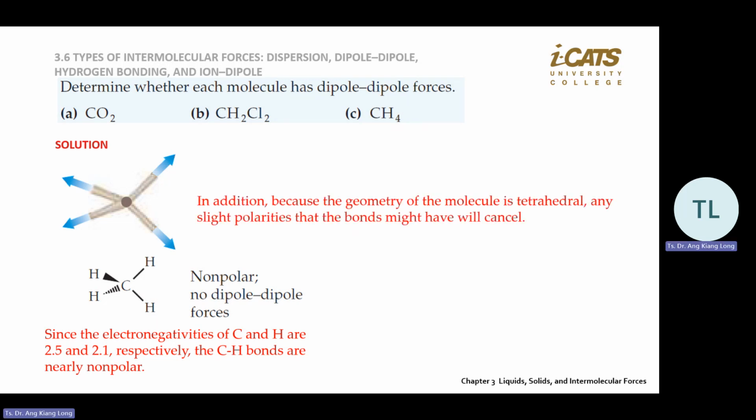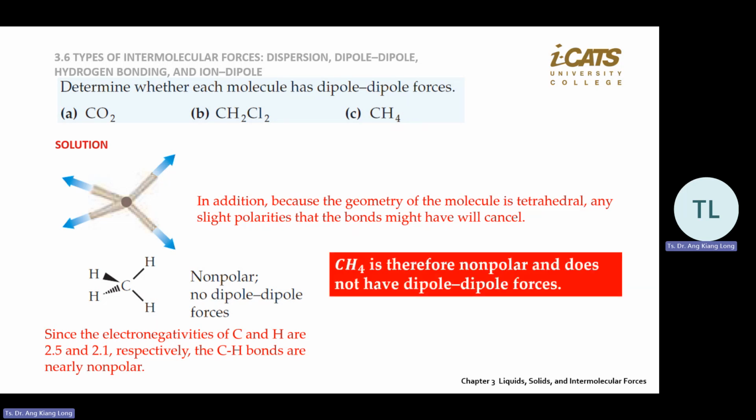But the geometry is tetrahedral. Again, if you forget how to get tetrahedral geometry, go back to the chapter 1 lecture material. There's a table. You need to calculate how many bonding pairs and so on. Refer to the table, there's a tetrahedral. Any slight polarity that a bond might have will cancel. So CH4 is non-polar and does not have dipole-dipole forces. Once it is non-polar, then no dipole-dipole forces.